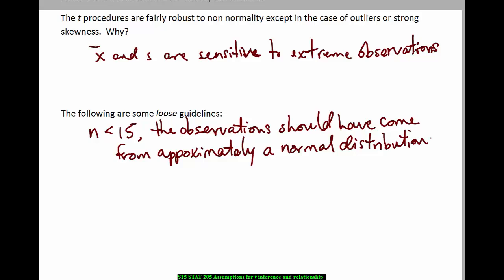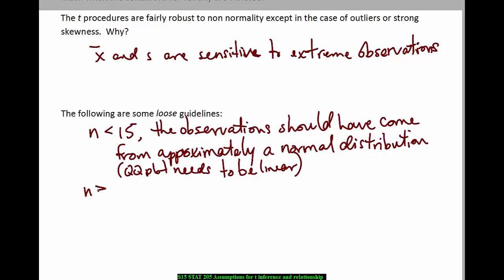Now, how are we going to tell with a small sample size whether it looks like the observations might have come from a normal distribution? Well, we can't make a histogram out of less than 15 observations. It's not going to look very good. How did we check for normality, to look at whether the observations look like they came from a normal distribution? We looked at a QQ plot. So if your sample size is less than 15, your QQ plot needs to look fairly linear. It needs to look pretty good.